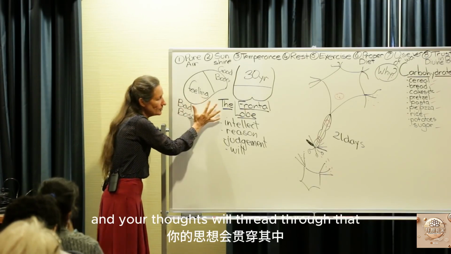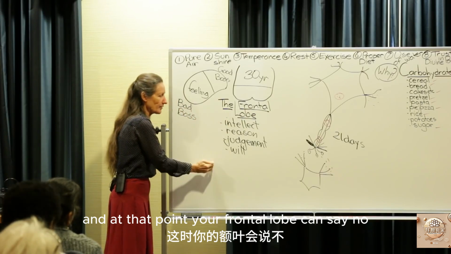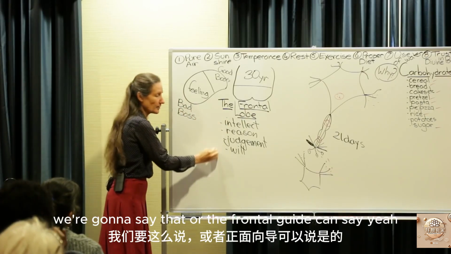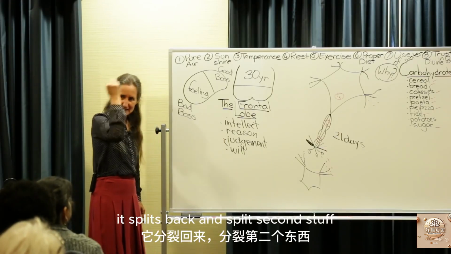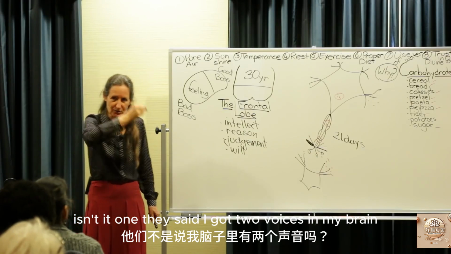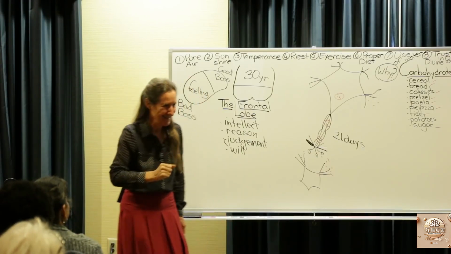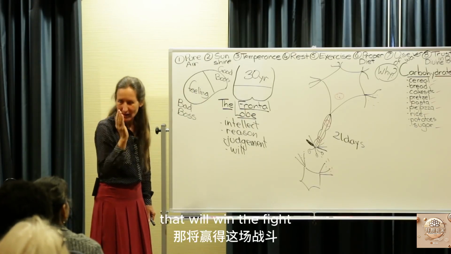Your feelings and your thoughts will thread through that. And at that point, your frontal lobe can say, no, we're not going to say that. Or the frontal lobe can say, yeah, I think that'll work. It's split-second stuff, isn't it? One lady said, I got two voices in my brain. I said, we all have. And the one you listen to is the one that will win the fight.